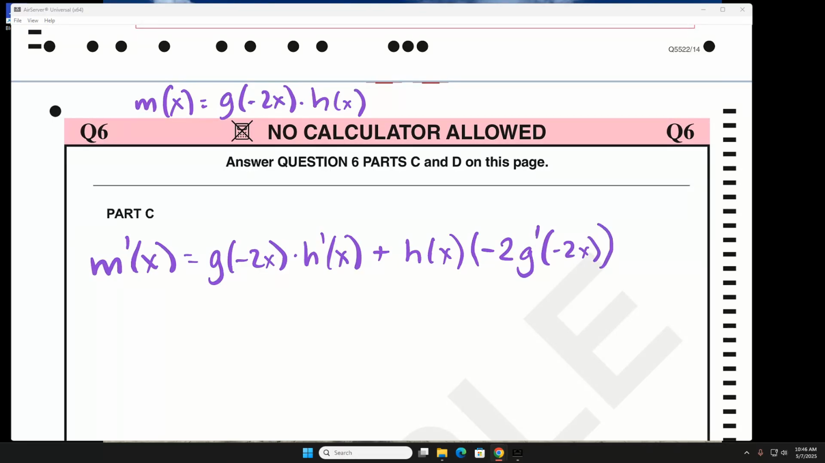So inside of this product rule, we also had a little baby chain rule where we did g prime of negative 2x, but we had to multiply by the derivative of negative 2x. Okay, so you would get a point for writing that down. And now we just need to plug in 2 for all of our x's.